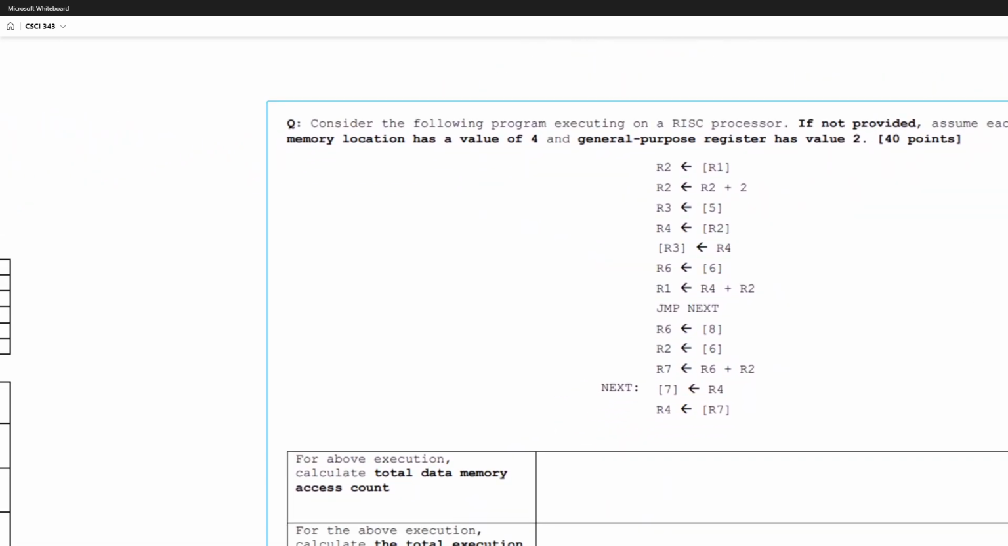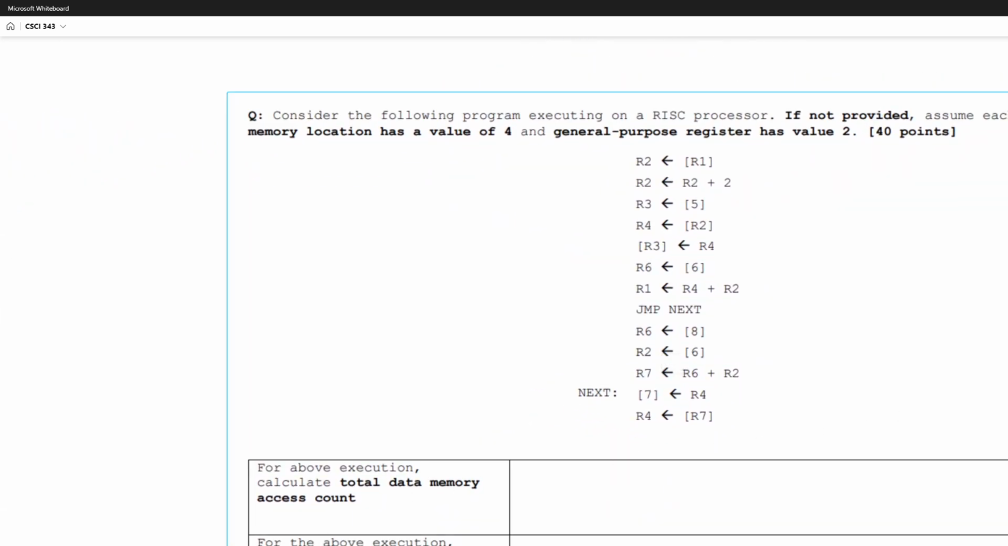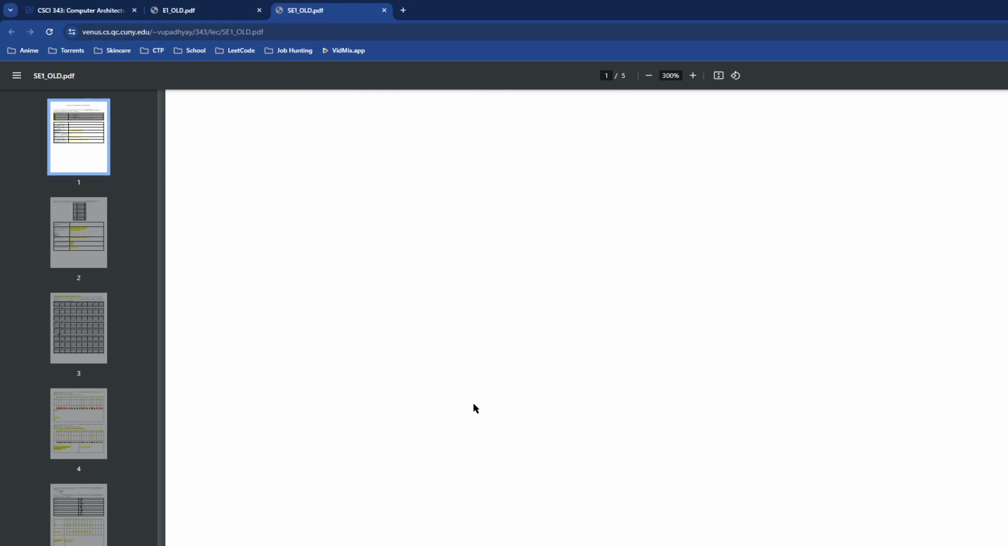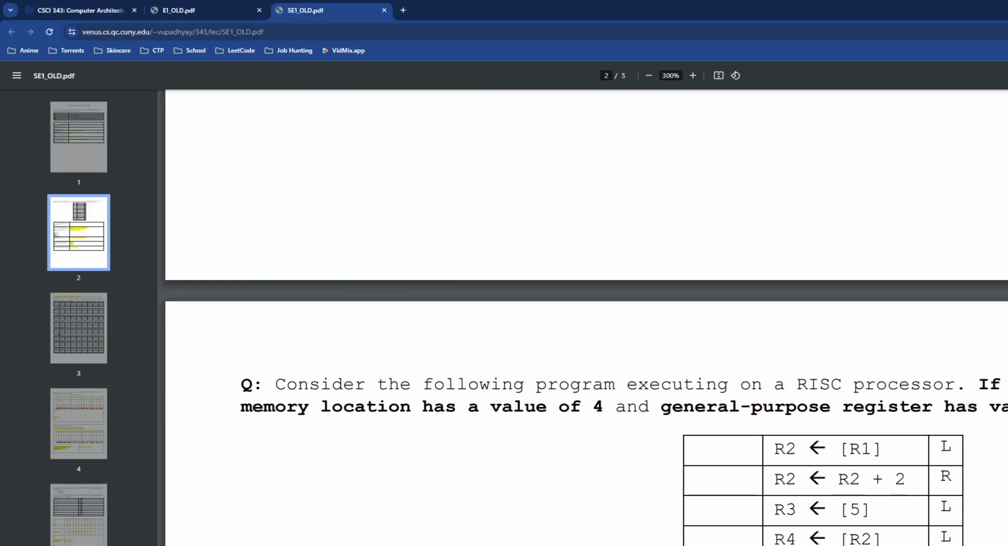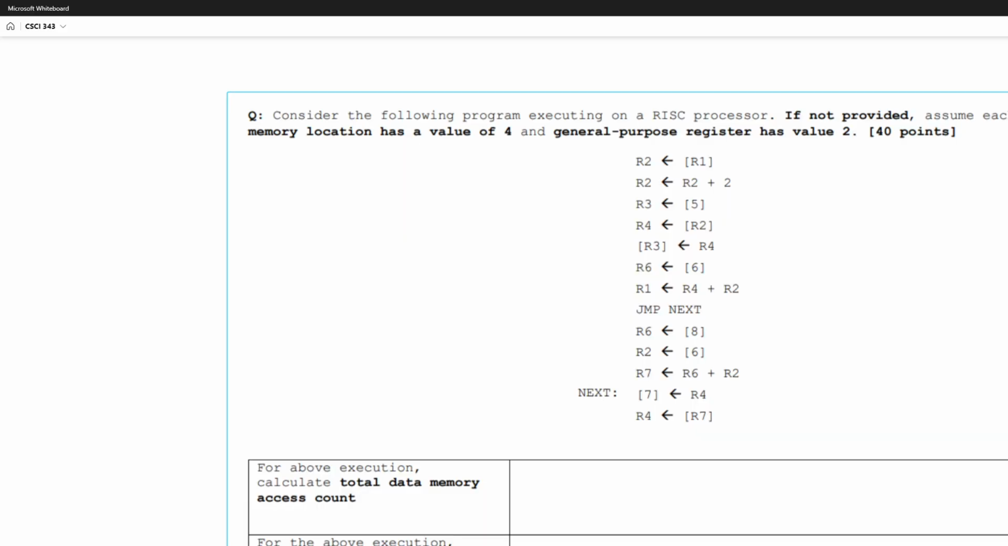This is fine. Question. I don't think he gave the answer for this one yet. Oh no, he did. Okay. Does it matter that it's a RISC processor? I don't think so, right? If not provided, assume each data memory location has a value of 4, and every general purpose register has 2.